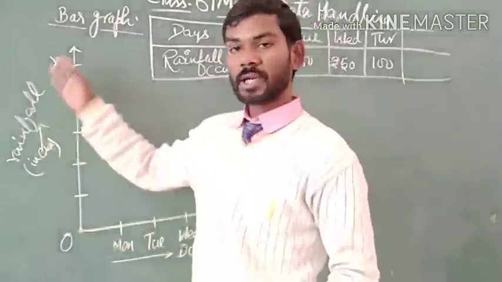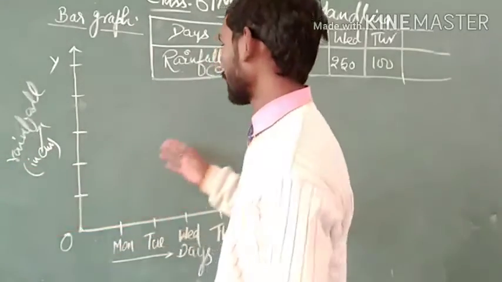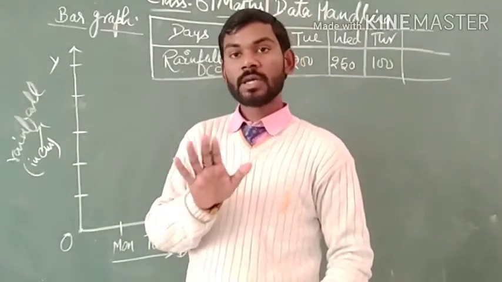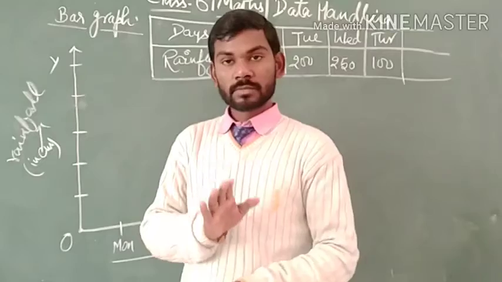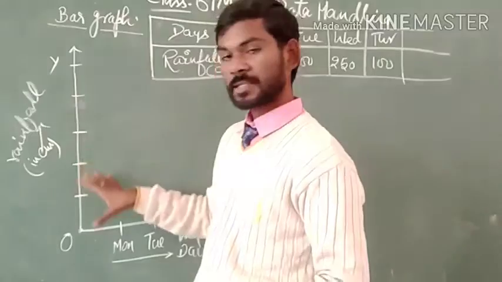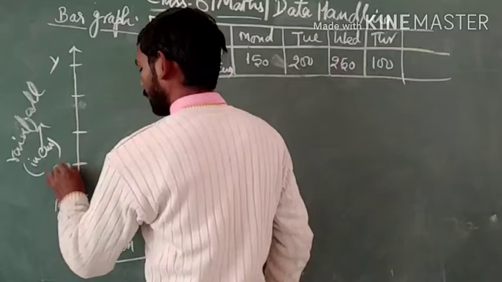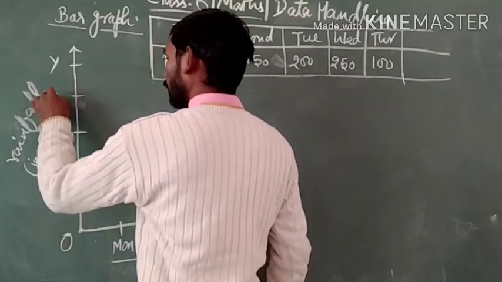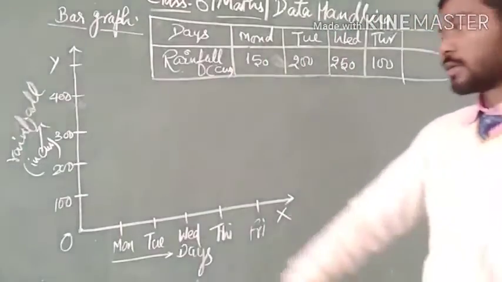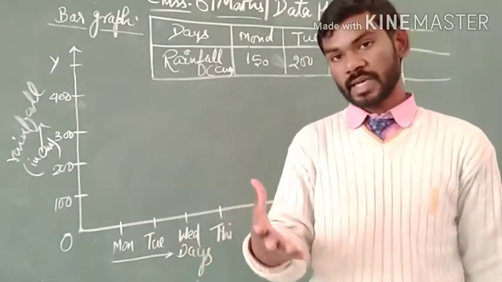Similarly, on the vertical line we are representing the rainfall in the centimeter, therefore we write, since each part is of 100 units, it is also necessary to justify the units of the part as given here. So this is the 100, 200, 300, 400, and so on. So this represents rainfall in centimeter. The horizontal line representing days.